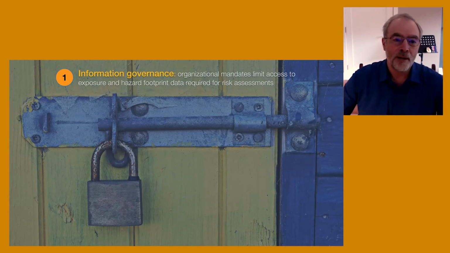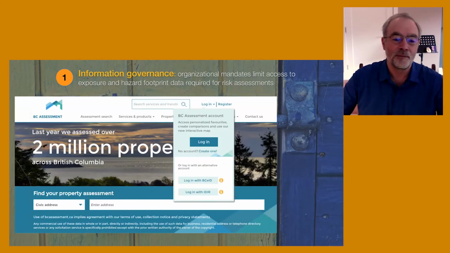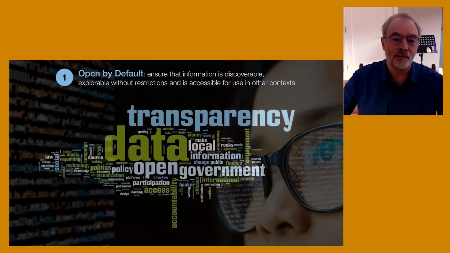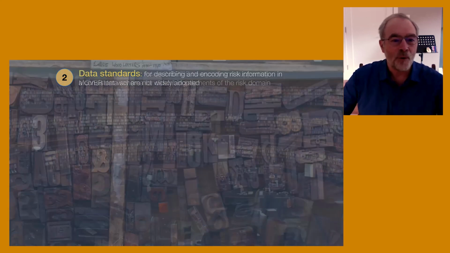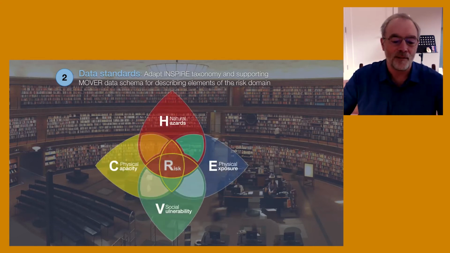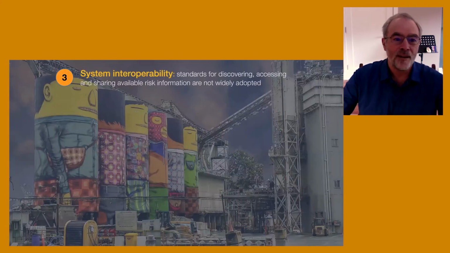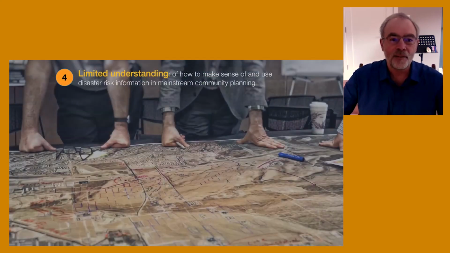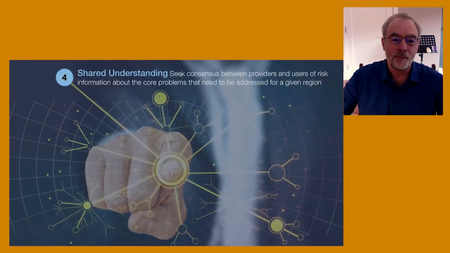We're going to look at the challenges of information governance through a different lens. We know that we have access to over 2 million property information records in BC, but it's hard to get at. So what if we could build open systems that made that information more readily accessible? These data standards are challenging, but what if we had structured formats for describing and cataloging information so that we could access it and discover it for areas of importance for risk reduction? System interoperability is a challenge for sure. There are data silos, but what if we could break those silos down and build networks that worked together? Yes, there is limited understanding of how to use disaster risk information in the context of community planning, but what if we could illuminate ways in which that information could be mainstreamed into community practice?